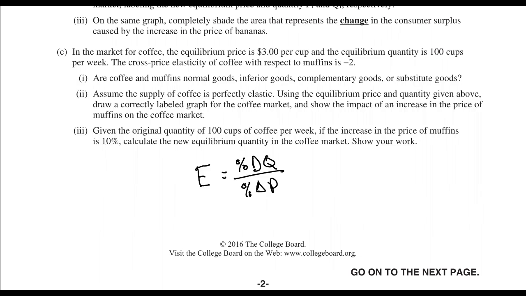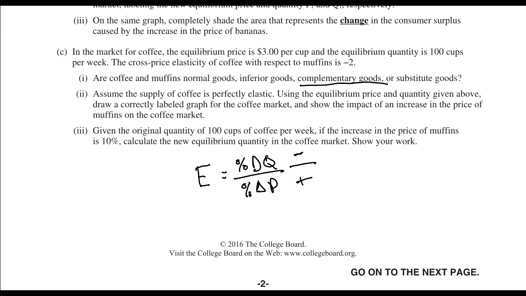So we're looking at the market for coffee. And we have a negative number, which means basically as the price of muffins goes up, the quantity of coffee goes down. Well, that generally is true for things that are complements to each other. So you buy your muffin with your coffee, and if muffins are more expensive, maybe you buy a little less coffee.